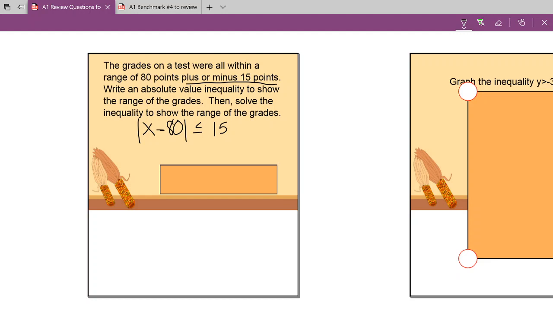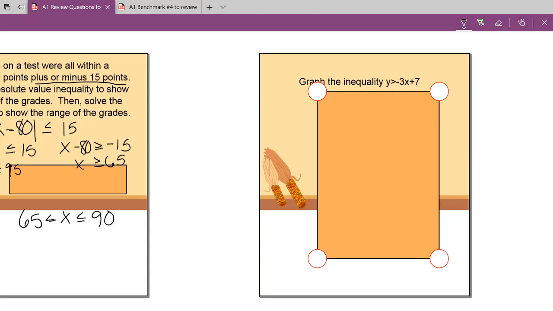Okay? Then to solve this, I would make it into my two different inequalities. x minus 80 is less than or equal to 15, and x minus 80 is greater than or equal to negative 15, flipping both of those. And then I solve them. x is less than or equal to 95. x is greater than or equal to 65. And so I can see, you know what, this is going to be a compound inequality. These would have a graph that would be coming together, and so I can write it as a compound inequality of 65 less than or equal to x, which is less than or equal to 90.